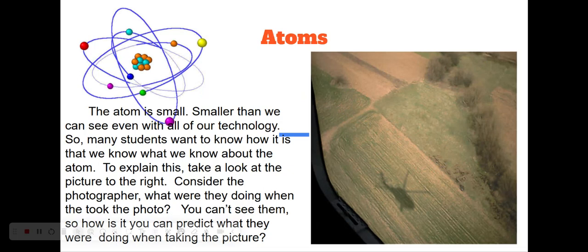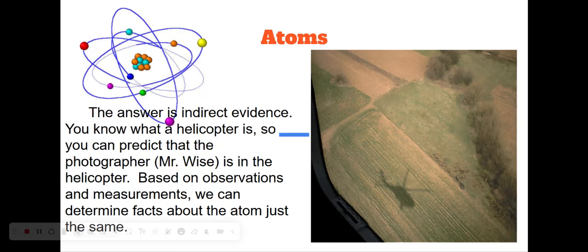Consider the photographer. I was the photographer. What was I doing when I took the photo? You cannot see me, so how is it that you can predict what I was doing when I took the picture? Can you tell? You may have guessed that I was riding in a helicopter, and yet you cannot see the helicopter. You can see the helicopter's shadow. You can even see a portion of the helicopter's door, but without the context of even the shadow, you probably would have been hard to figure that one out.